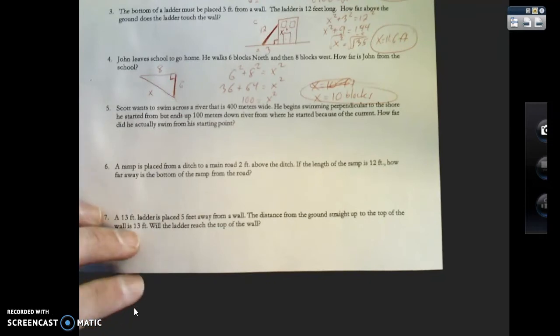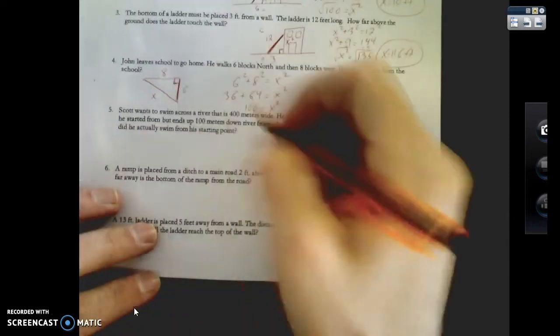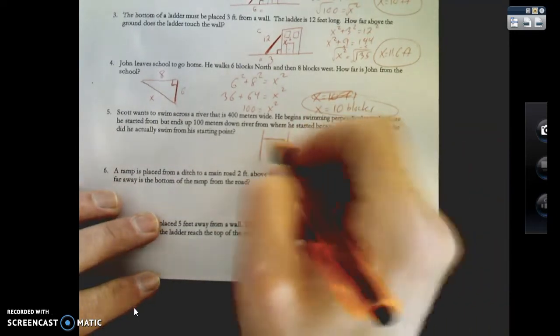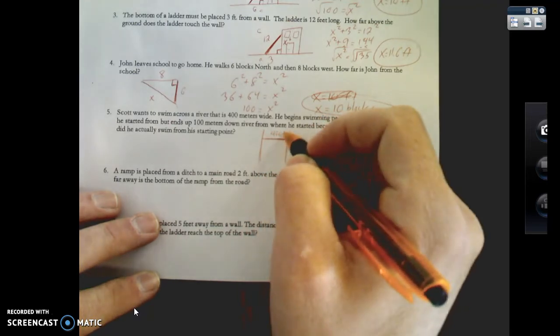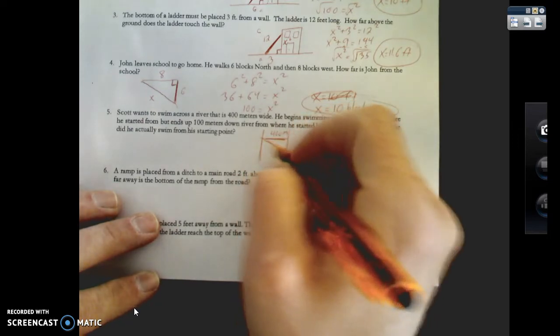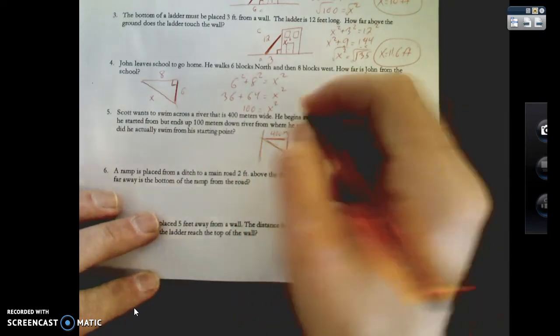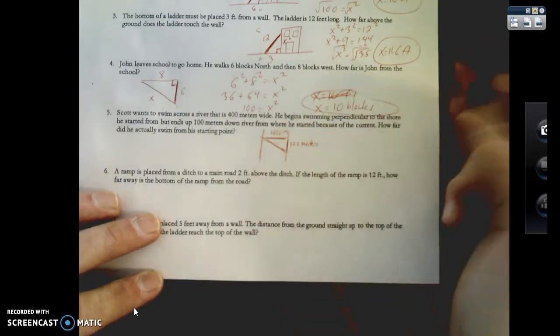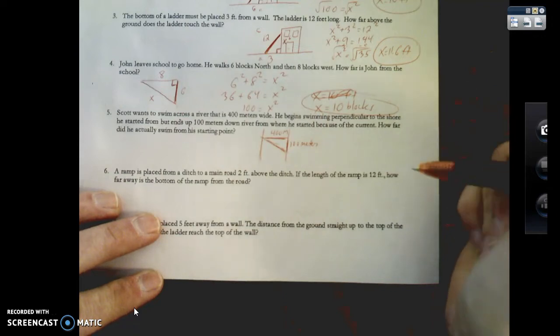Let's try a few more here. Scott wants to swim across a river that is 400 meters wide. He begins swimming perpendicular to the shore, but ends up 100 meters down from where he started because of the current. Now think about this. Let's say this is your river. This river all the way across is 400 meters. As he starts to swim, he starts to go down because the current brings him down. So he's down now 100 meters. How far did he actually swim from the starting point?